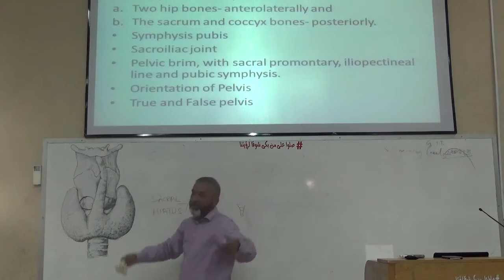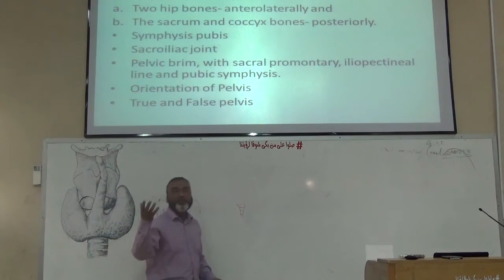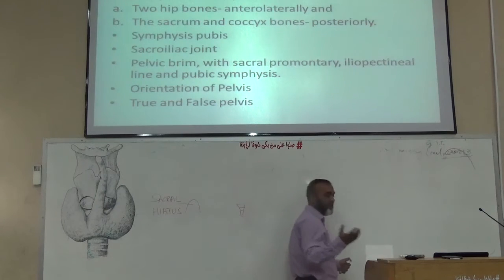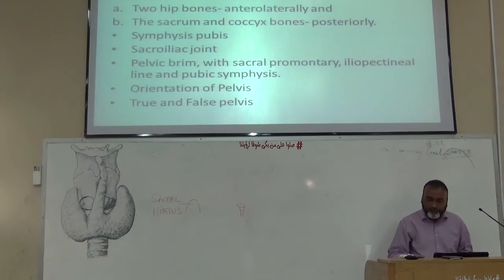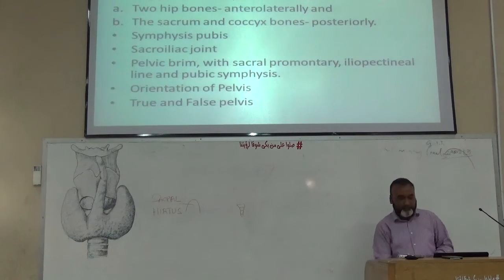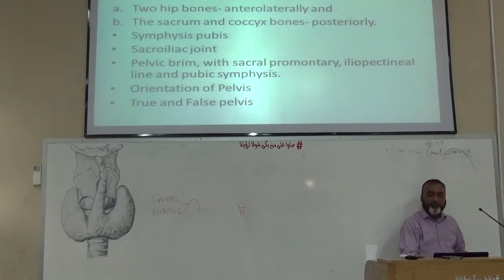So this is the outline of these 3 bones, which you must know when you go in the dissection or the mashra'a. And what we have done: symphysis pubis you get to know, sacroiliac joint where they are forming, and the pelvic ring formed by the sacral promontory, iliopectineal line, and the pubic symphysis.